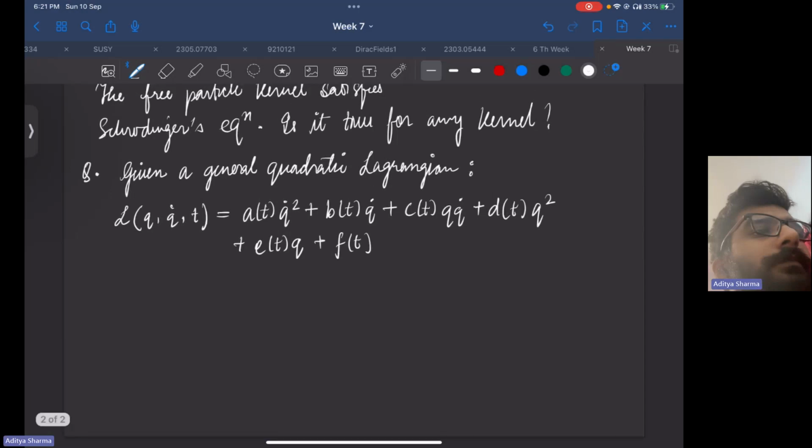So you can see that it's a very general Lagrangian. There's q dot square, q dot is also there, q square is there, q is there, F of t is also there. So this is a general function. This is a constant function in q and q dot. So if you have a Lagrangian of this kind, then the first thing to do is find the equation of motion.